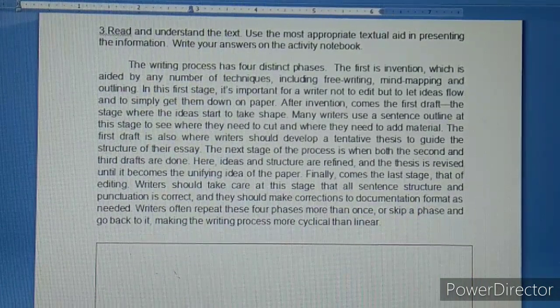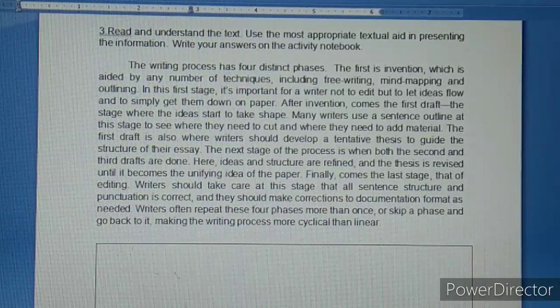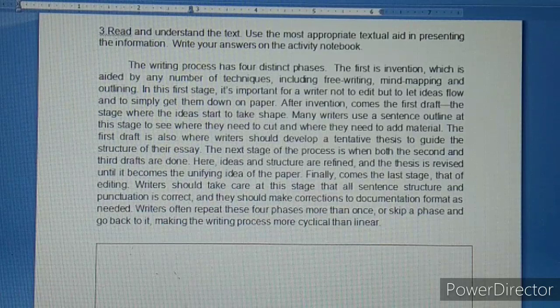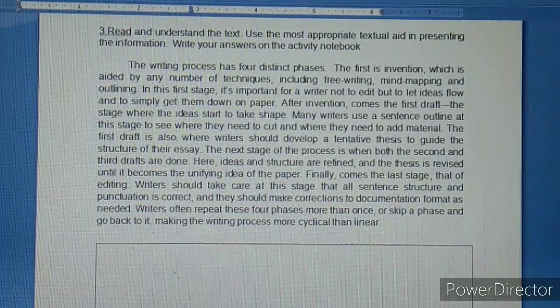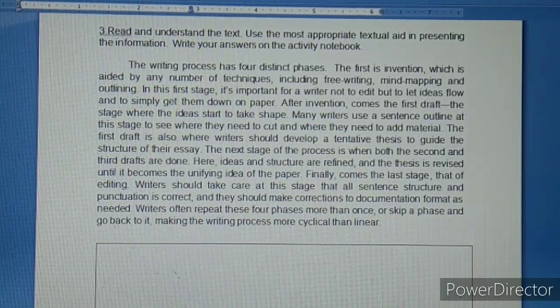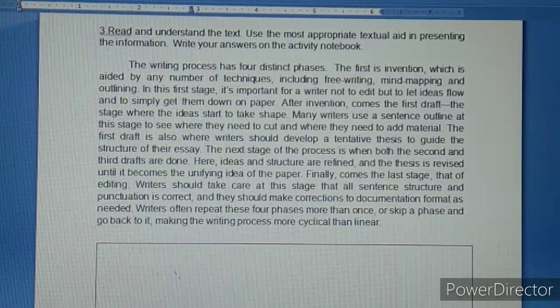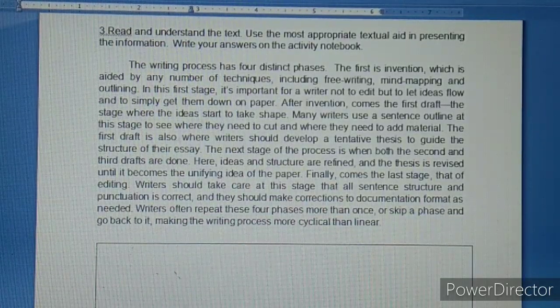Now let's move on to number 3 of task 4. Read and understand the text. Use the most appropriate textual aid in presenting the information. Write your answers in your answer sheet. Okay, the writing process has 4 distinct phases. The first is invention, which is aided by any number of techniques, including free writing, mind mapping, and outlining. So again, free writing, mind mapping, and outlining are under invention.